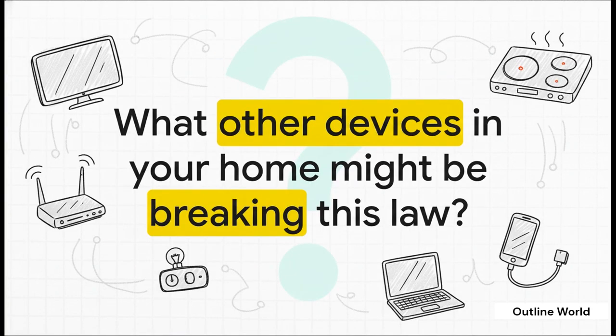So there you have it. Ohm's law, the simple rule that governs most of our electrical world, and the crucial exception, heat, that makes things even more interesting. Which brings me to a final question for you. Now that you know the rule and the major exception to it, what other devices around your home do you think might be secretly breaking this law?